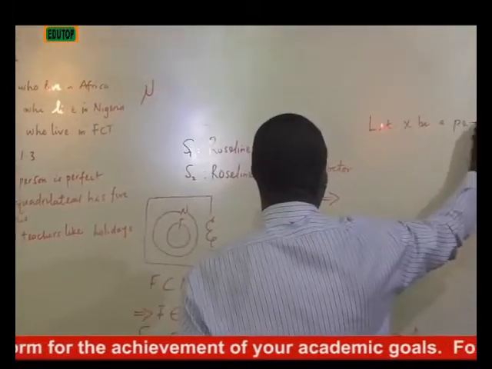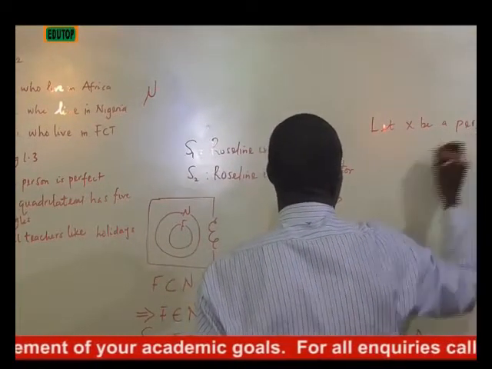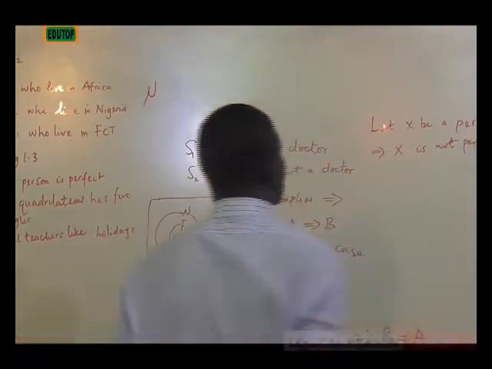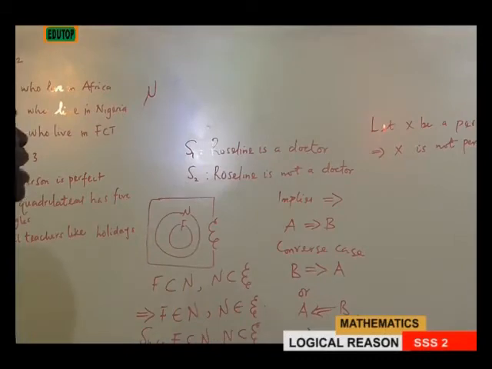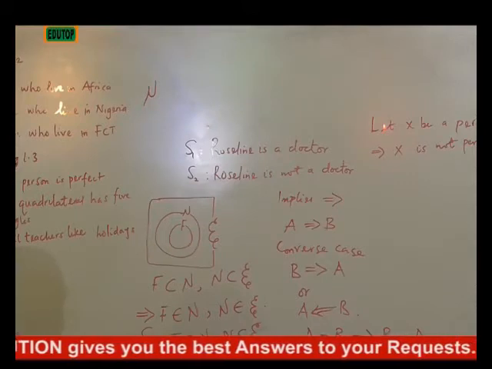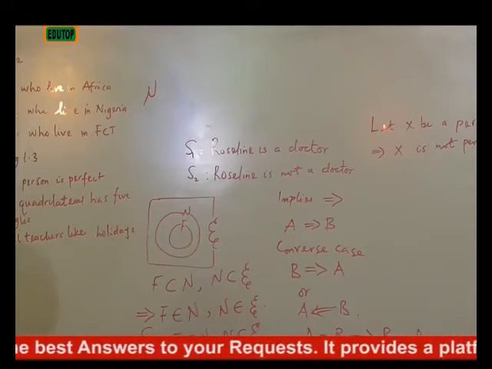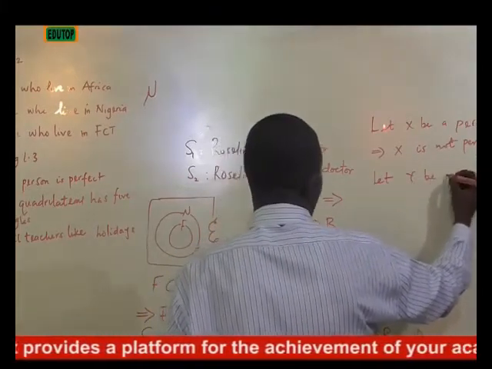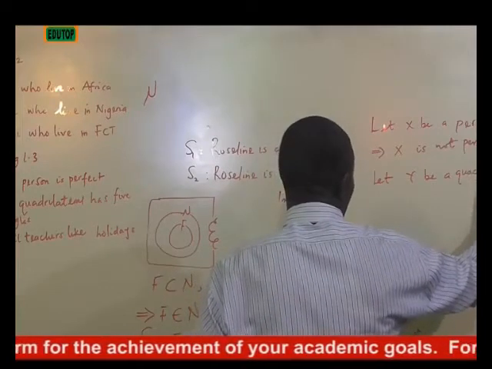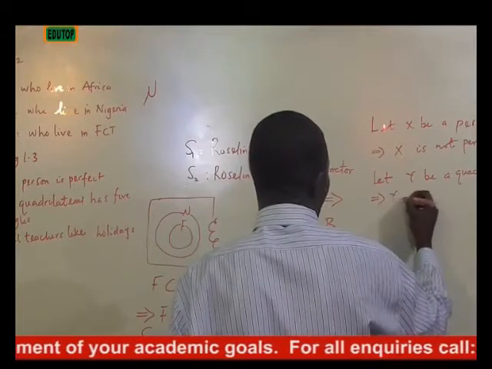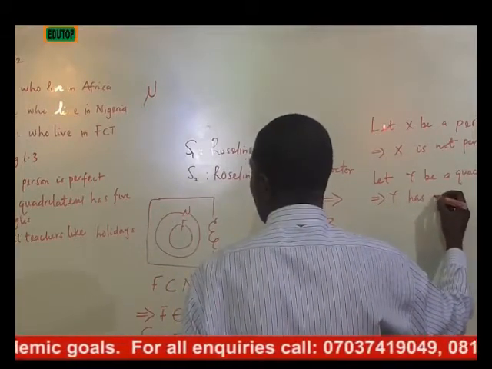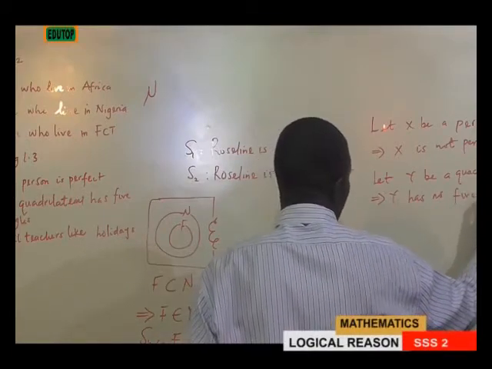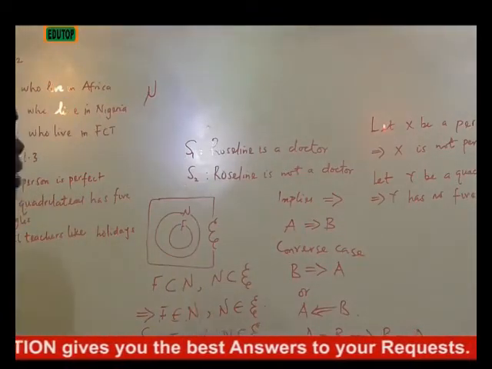be a person. Then it implies that X is not perfect. Let X be a person, then it implies that X is not perfect. That is the converse case of that. Then the other case is: let Y be a quadrilateral. It implies that Y has no 5 sides.